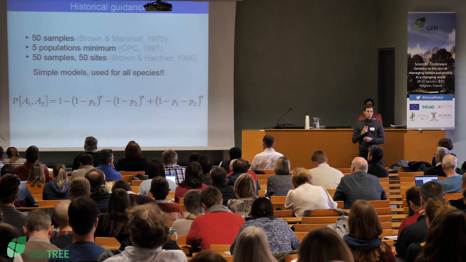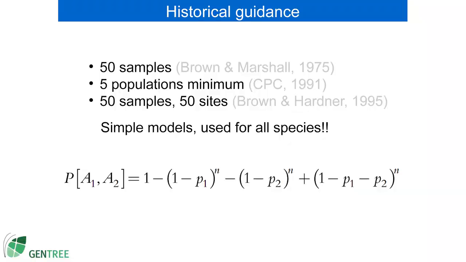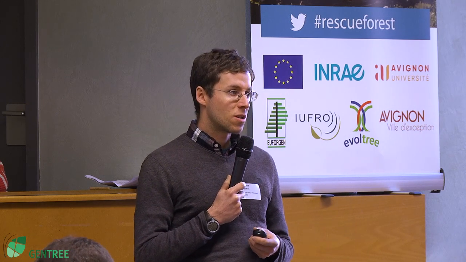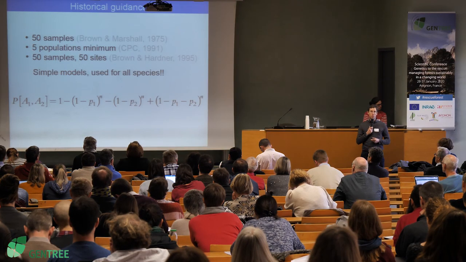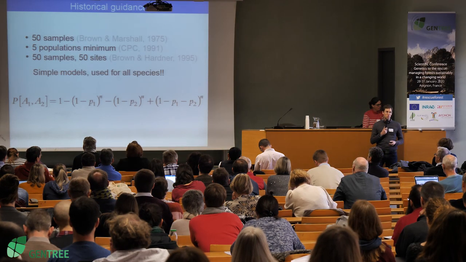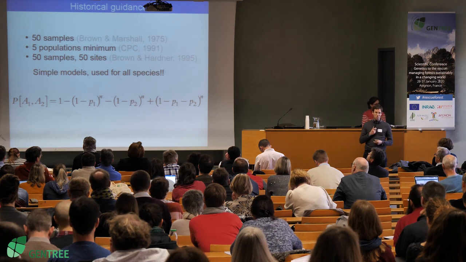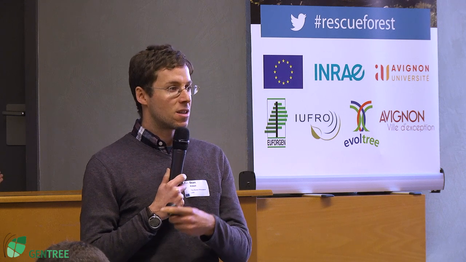They used simple equations like this one to calculate how big of a sample size is needed to capture alleles at a given frequency with a given probability. And they ended up with a guideline of about 50 samples to capture alleles greater than 5% frequency with a 95% probability. This was later revisited by other authors to calculate how many populations for rare species and common species to collect from. The main point I want to make is that this simple equation was applied to all species.